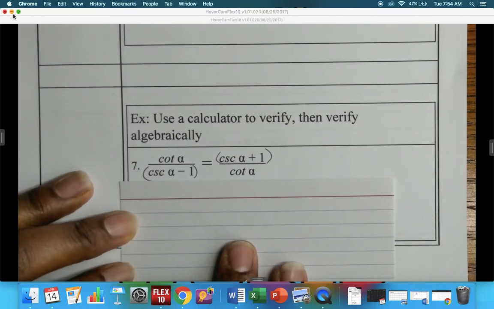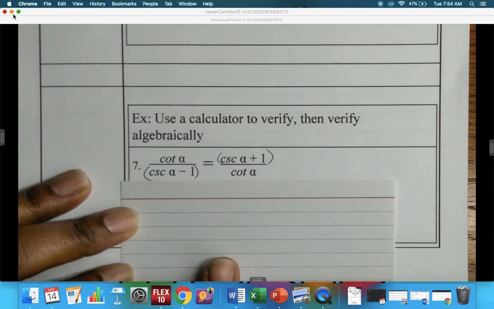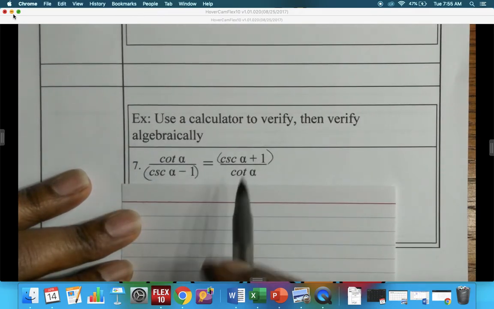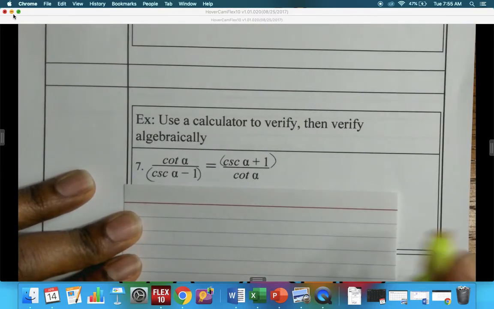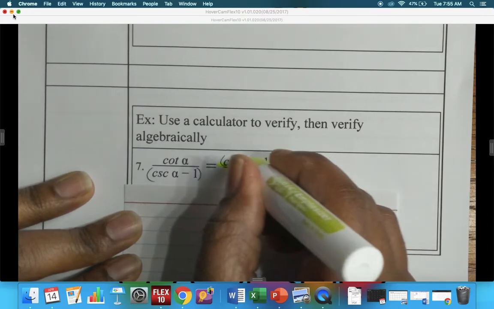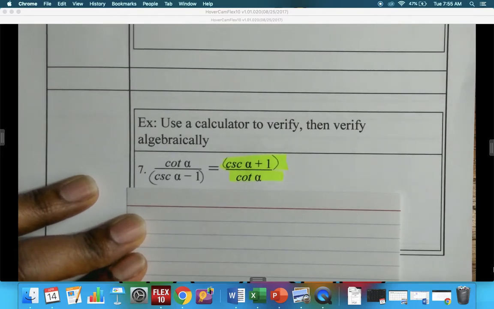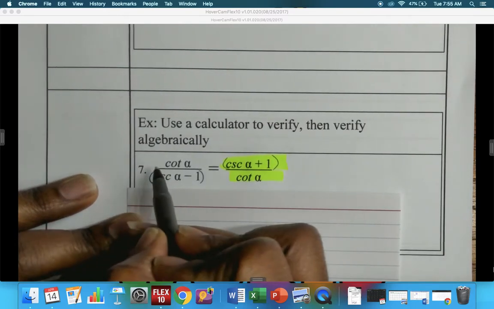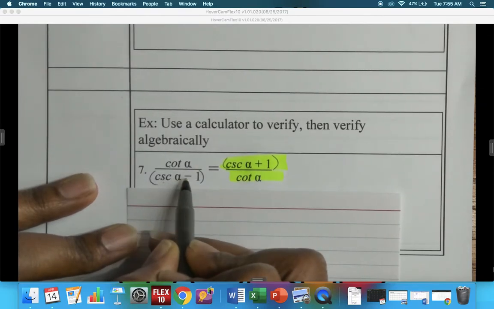Okay, so again here, I don't see any side left or right that looks more complicated. So we get to kind of pick, right? So I'm just going to take the left side and prove that it equals the right side. So we have cotan alpha over cosecant alpha minus 1.